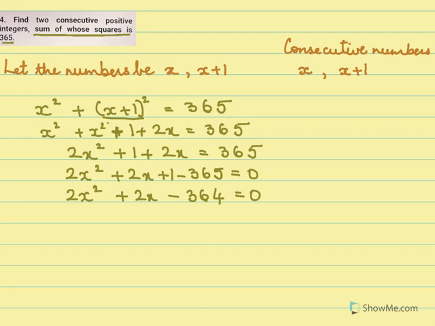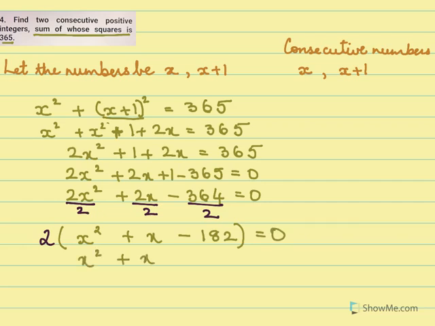Now in this I'm going to take 2 common out, because I've noticed all of them are divisible by 2. To take 2 common out means I have to divide this by 2, this by 2, and this by 2, and see what remains behind. So here x square, 2x by 2 is x, and this is 182, equal to 0. So I have x square plus x minus 182 equal to 0.